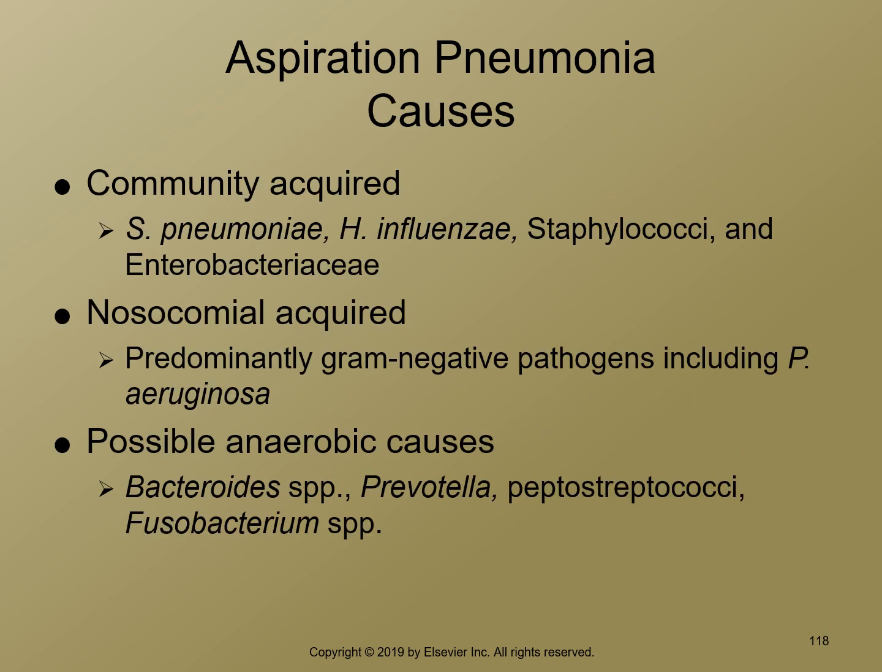Patients with community-acquired aspiration pneumonia are more likely to have infections with Streptococcus pneumoniae, Haemophilus influenzae, Staphylococci, and Enterobacteriaceae, whereas gram-negative pathogens including Pseudomonas aeruginosa are isolated more commonly from patients with nosocomial aspiration pneumonia. Anaerobic pathogens are isolated infrequently, but they may play a role in patients with prolonged illness and development of complications. The possible anaerobic causes include Bacteroides, Prevotella, Peptostreptococci, and Fusobacterium.